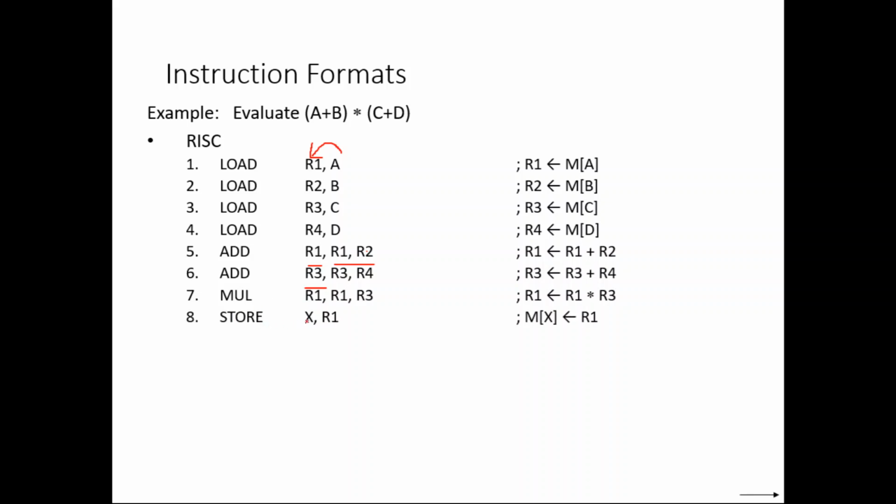Store X comma R1. So that final result is now available in R1, which is nothing but A plus B into C plus D. And that is now stored into the memory location X. So basically the RISC instruction set will separate out all the load and store instructions. You cannot merge the load and store instructions with other instructions. So that is what the RISC computer will do. Okay, fine.